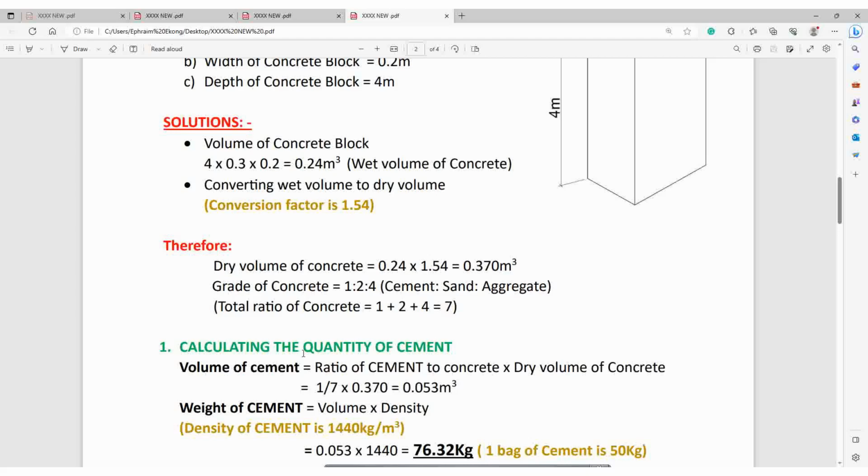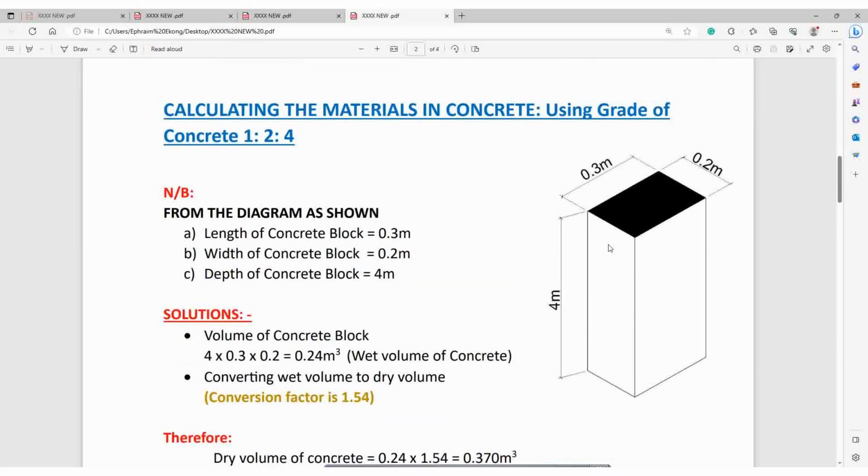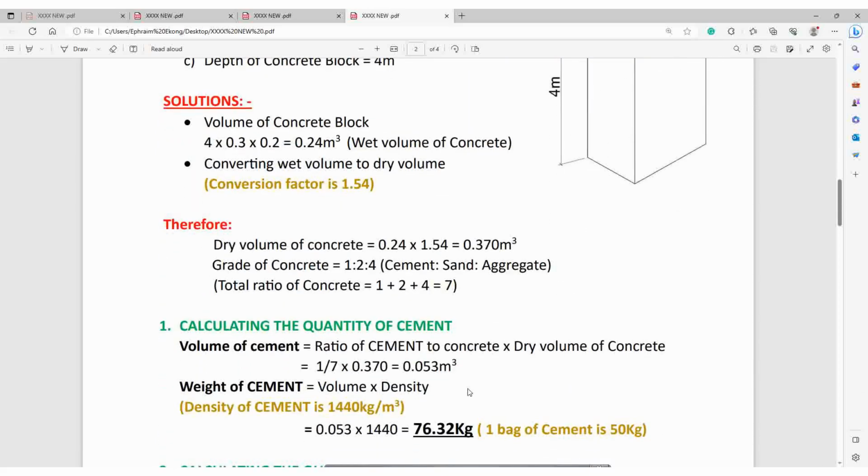Let's get down to business. Number one, calculating the quantity of cement. So we want to calculate the quantity of cement in this rectangular block. To do that, we say the volume of cement is equal to the ratio of cement to concrete multiplied by the dry volume of concrete. Now we have 1/7. This one is for the cement. Remember, we are calculating the quantity of cement, so this represents the cement, which is 1, then the total ratio, which is 7.